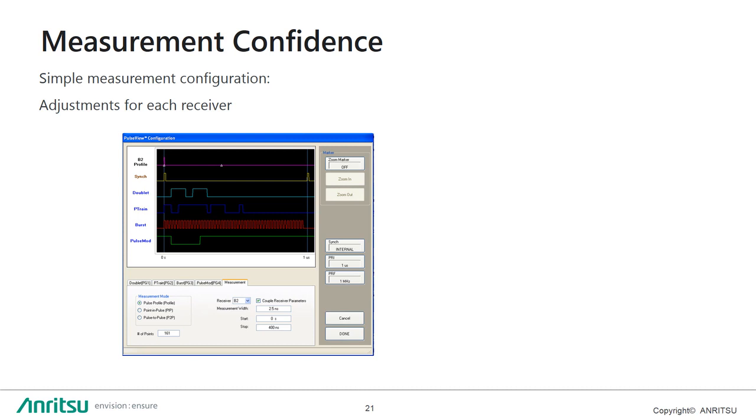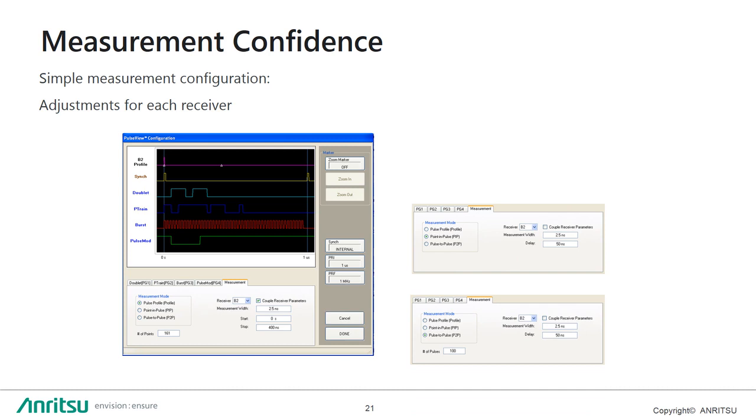As previously mentioned, there are three types of pulse measurement available: pulse profile, point-in-pulse, and pulse-to-pulse. Once the measurement type is selected, VectorStar's 4 receivers can either be configured all at once with the same parameters, or they can be configured independently. A benefit of independent receivers will be shown shortly.